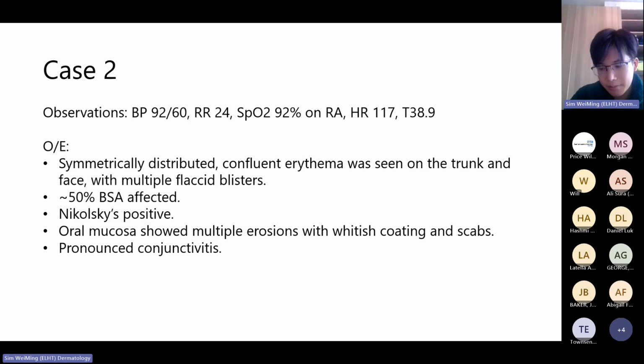The medical team stretched his skin, and he was Nikolsky's positive. So Nikolsky's sign is when you apply tangential pressure next to an area of skin involvement, which could be, in his case, epidermal detachment, and then the normal skin surrounding it just comes off. And when you looked at his mouth, there are multiple erosions with a whitish coating and scabs. And again, there is some eye mucosal involvement.